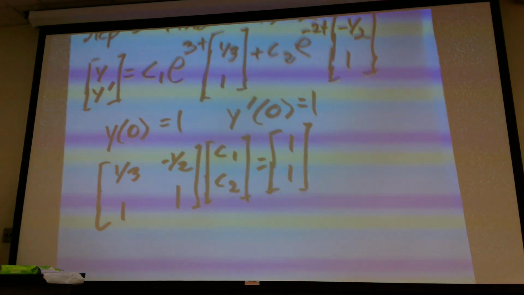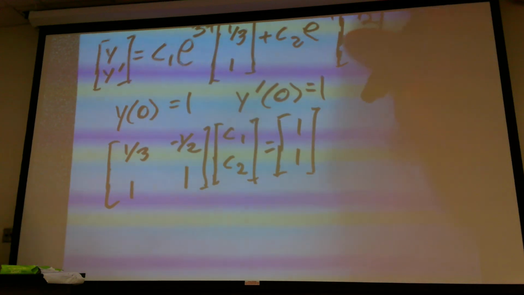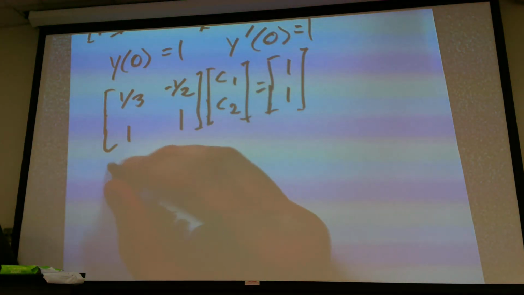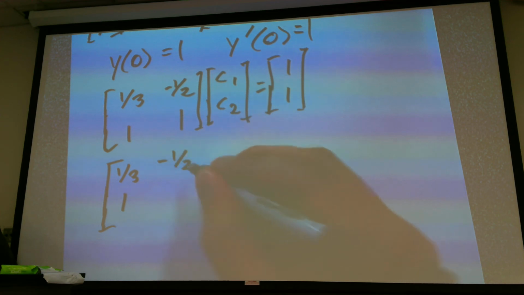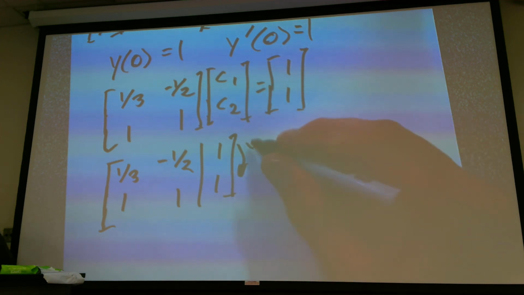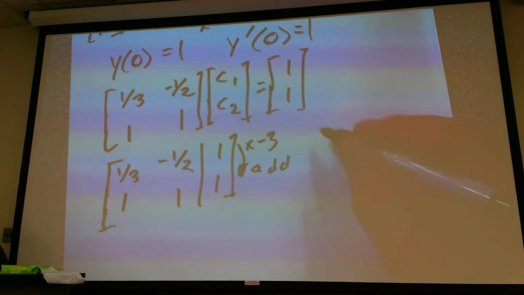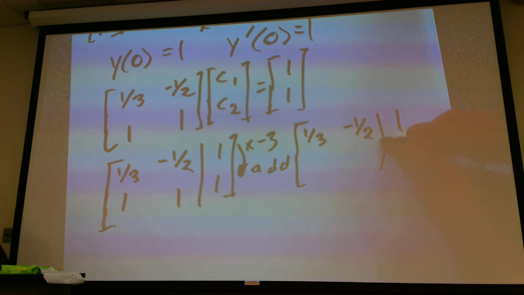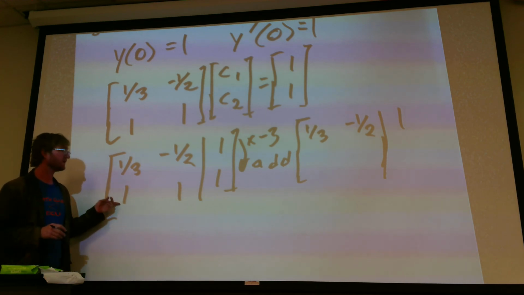Okay. But I don't want to repeatedly write C1 and C2 over and over again. So I'm going to draw this as an augmented matrix. It'll look like this: 1/3, 1, negative 1/2, 1, augmented, 1 and 1. Okay, so the first thing I need to do is multiply by negative 3 and add downwards. The top's not going to be influenced by this. If I take 1/3 and multiply by negative 3, I'm going to get negative 1. Negative 1 and 1 will cancel out, that'll be 0.